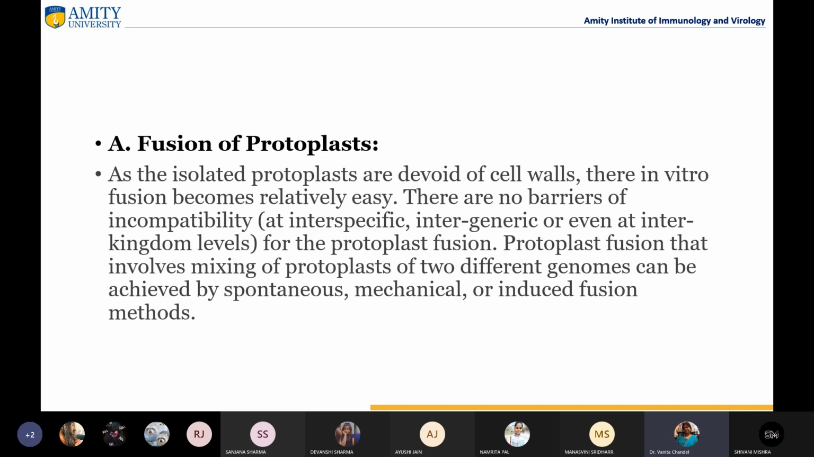First is the fusion of the protoplast. There are a lot of chemical methods and a lot of mechanical methods which are available for fusion of the protoplast.